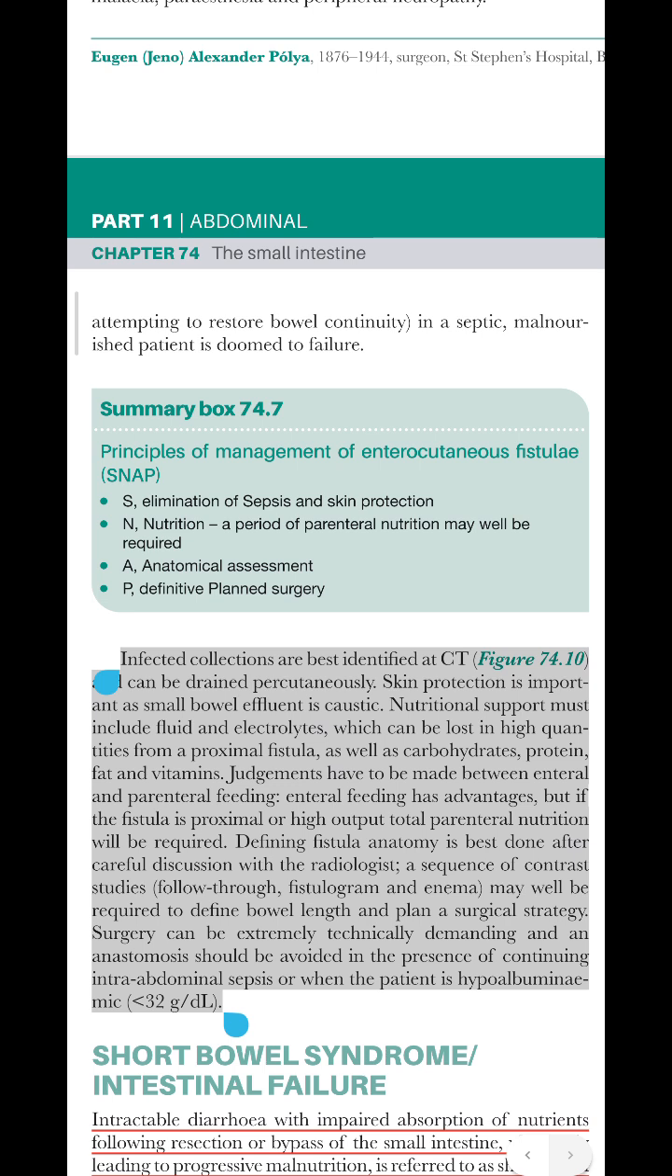Judgments have to be made between enteral and parenteral feeding. Enteral feeding has advantages, but if the fistula is proximal or high output, total parenteral nutrition will be required.